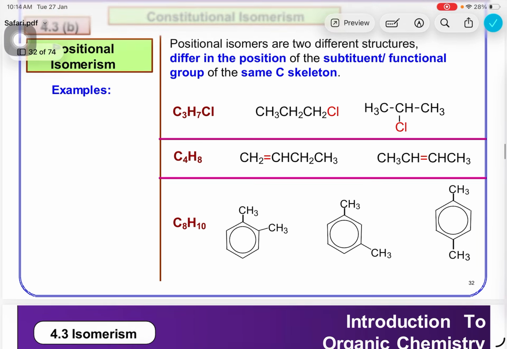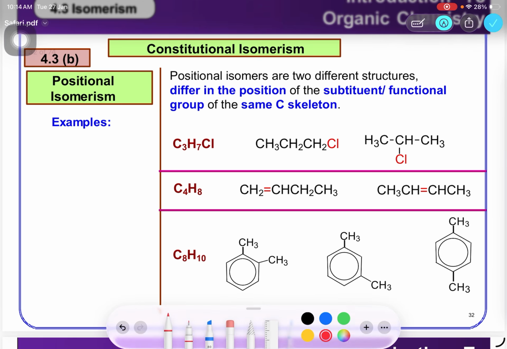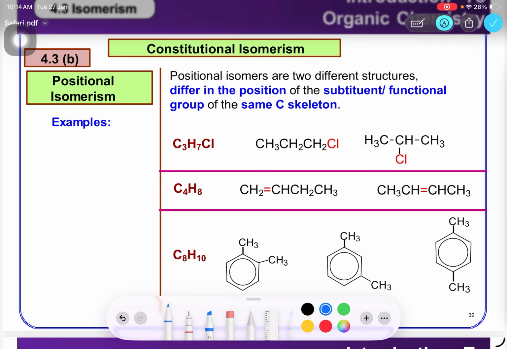So next we look at the positional isomerism. Based on the definition here, they will differ in position, but they will have the same carbon skeleton. So for example, this one, they have 3 carbon in the carbon chain. This one as well, 3 carbon in the carbon chain. But the position of the halogen, in this one we consider it attached at the first carbon from the right, and the chlorine in the other structure is at the second carbon. So they have different positions.